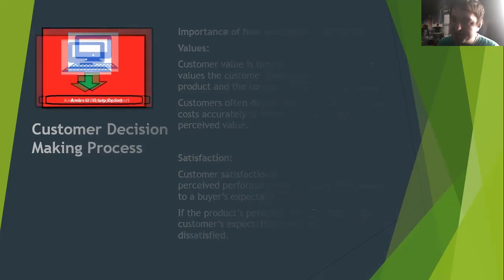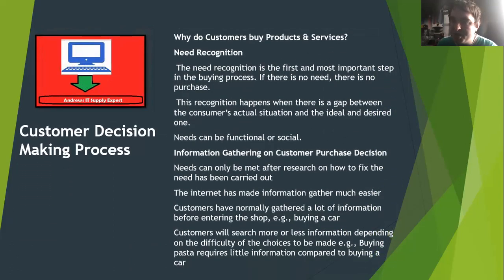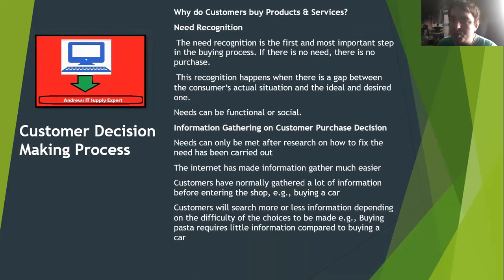Okay, so the next slides will be more about the customer decision-making process. This mainly tells about why customers buy products and services. First one is need recognition. Need recognition is the first and most important step in the buying process. If there is no need, there is no purchase. This happens when there is a gap between the consumer's actual situation and the ideal, desired one. The needs can be functional or they can be social.